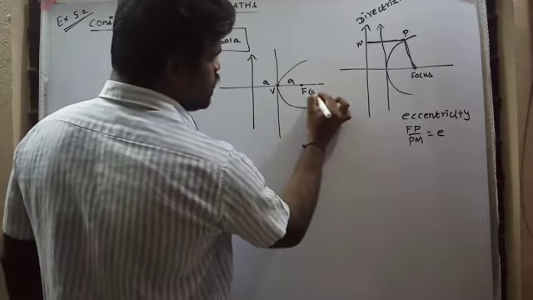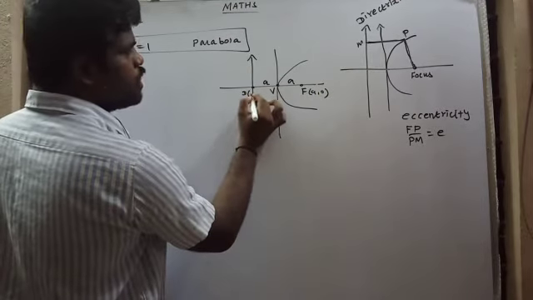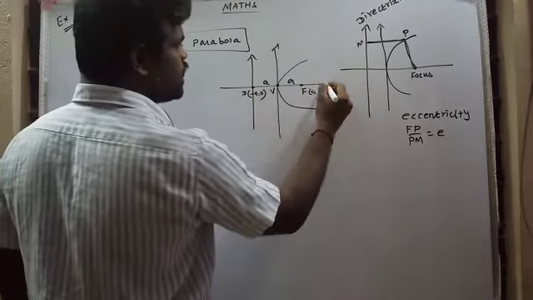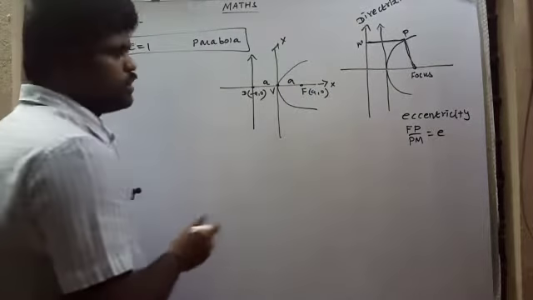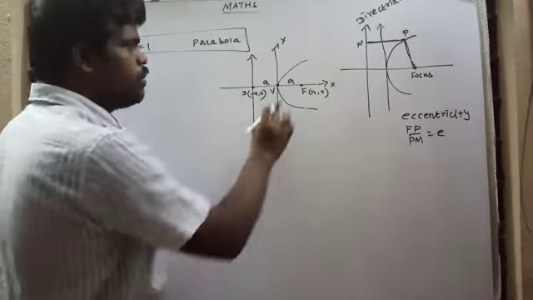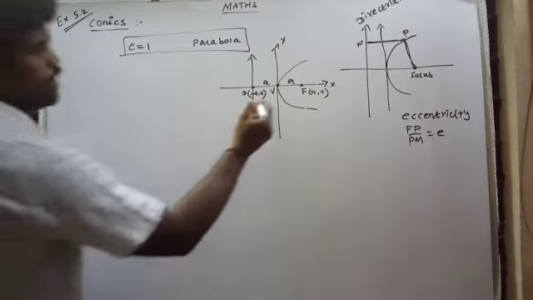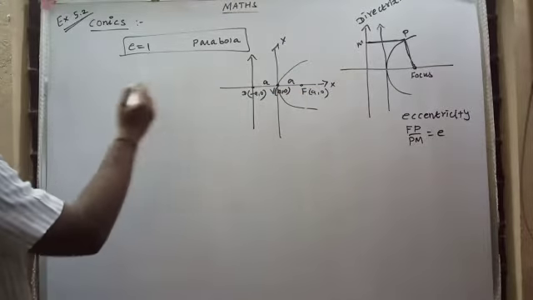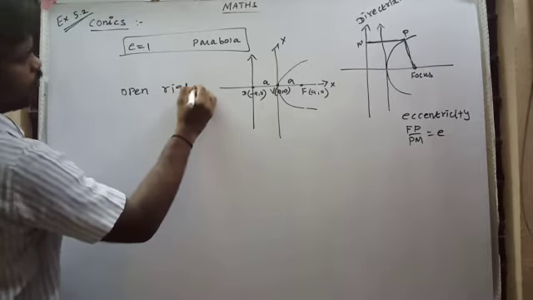The focus point is (a, 0), and this point is (-a, 0). This is very, very important. This is the x-axis, this is the y-axis. This is called the vertex. The parabola and the axis meet at the vertex. Here the vertex is the origin, so (0, 0). This parabola opens rightward.